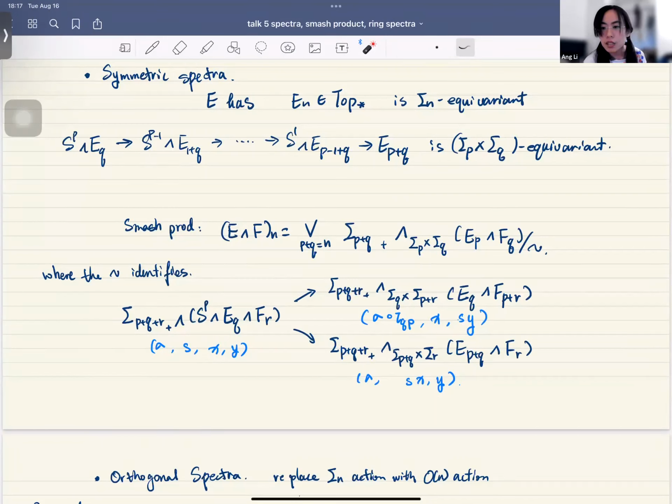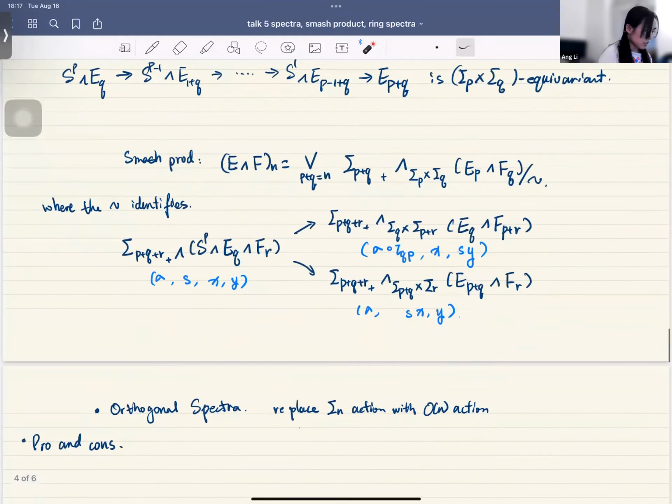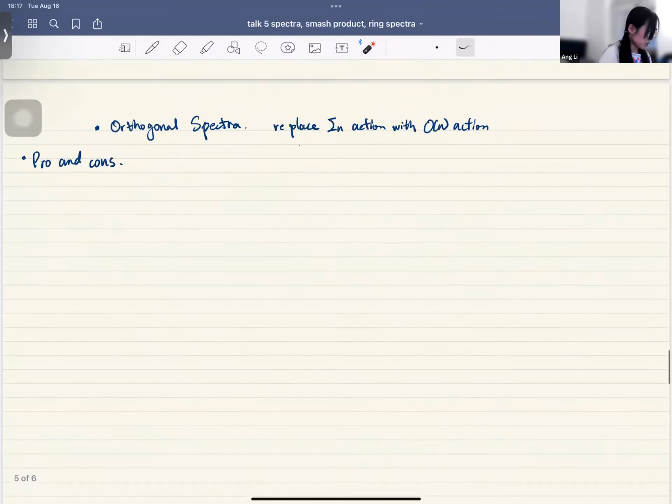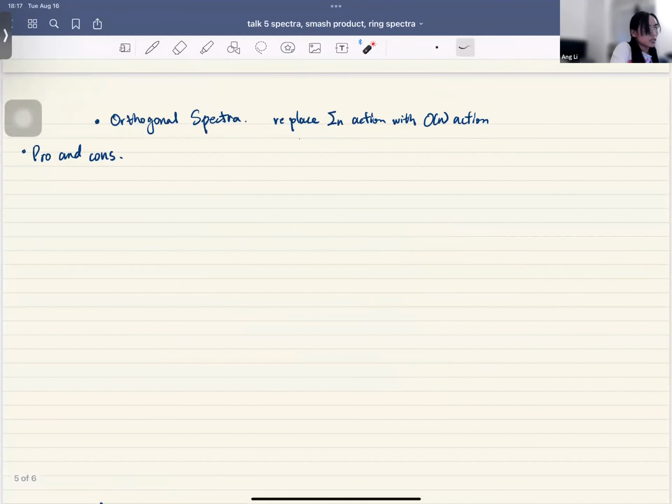Oh, I see no more questions. Okay, so we talked about those three candidates. Let's do a comparison of pros and cons. Also, by the way, they all fail the last axiom. That is, the stabilization functor is not the same as the unit, that is, like loop infinity, suspension infinity of that.